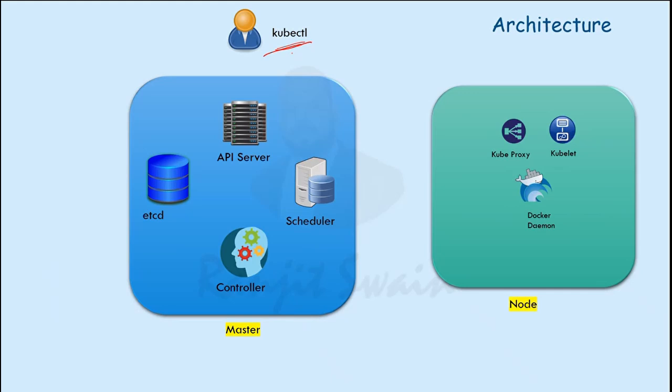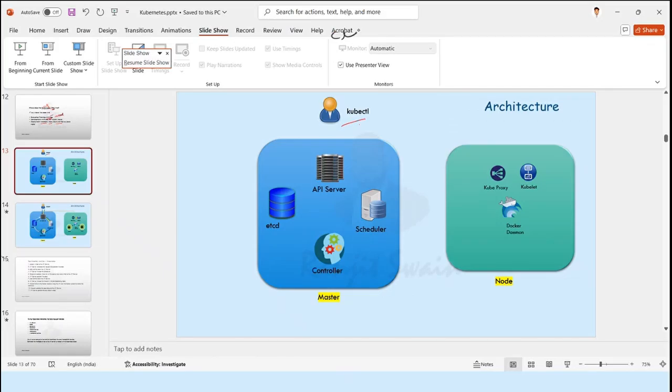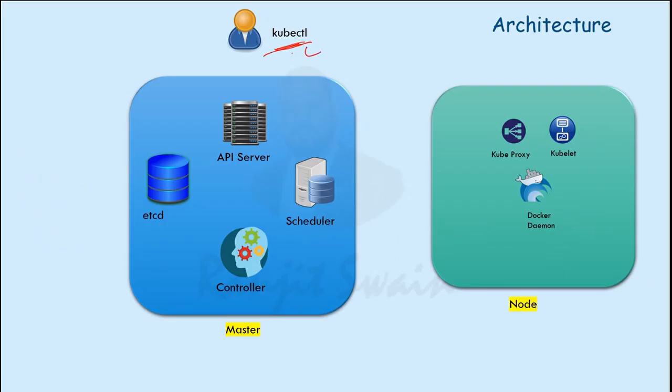Okay, so see this particular diagram. We know that kubectl is a CLI, command line interface, right? To give some input. So what happens when we type some commands in Kubernetes? Through kubectl we give some commands to the API server. So the API server gets the input from the client. The client is kubectl, right?